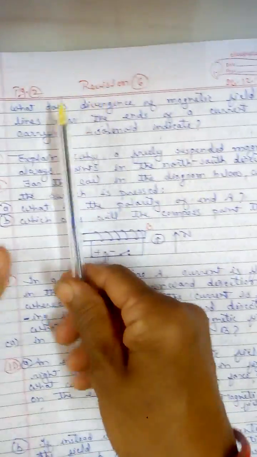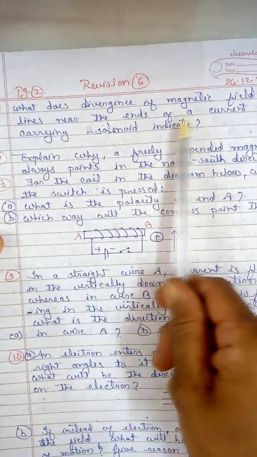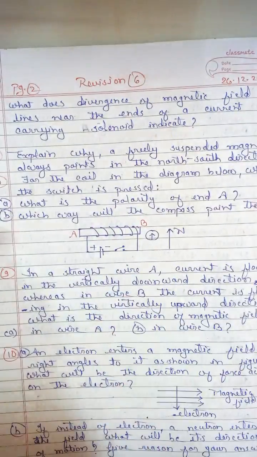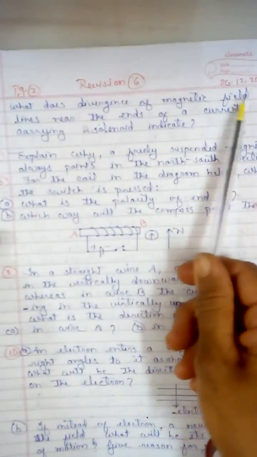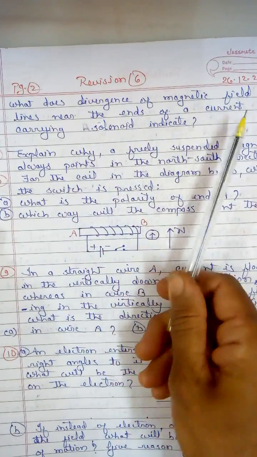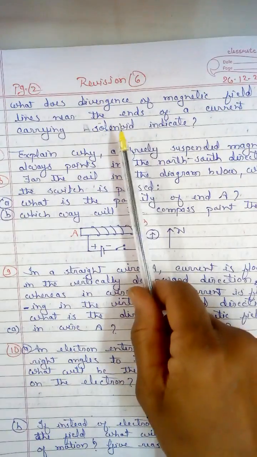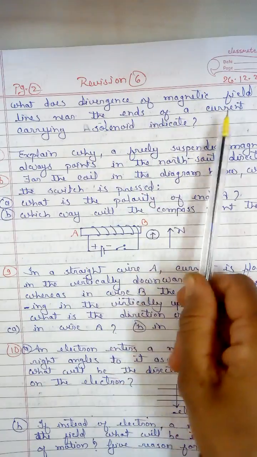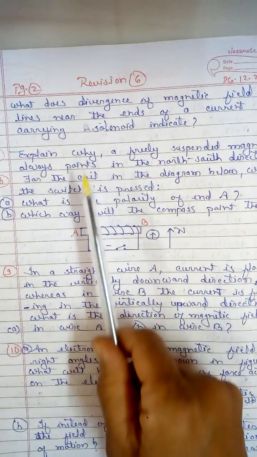The next question, what does divergence of magnetic field lines near the ends of a current carrying solenoid indicate? Now the answer will be, the divergence of magnetic field lines near the ends of a current carrying solenoid indicates the decrease in strength of magnetic field near the ends of a current carrying solenoid.